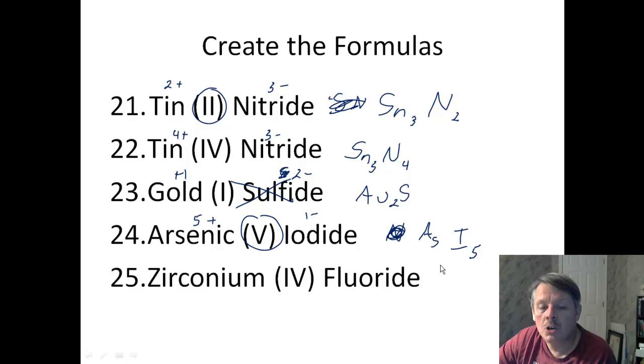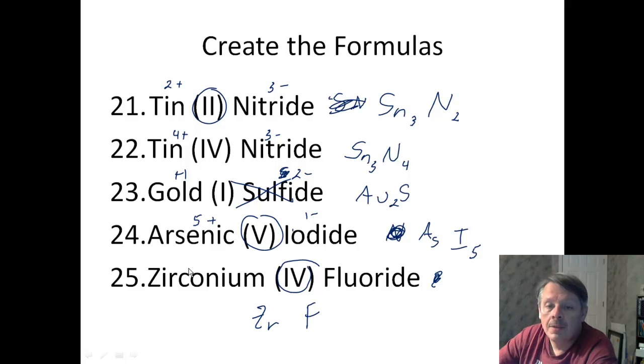How about zirconium? Well, you're going to have to look that one up. Zirconium is Zr. But the beauty of this, even though it's not on your ion chart, it tells you it's a +4. So it doesn't have to be on your ion chart, because this tells you what you need to know. So zirconium fluoride, and that's a 4 plus, and fluorine's always a 1 minus. So I need to have 1 zirconium and 4 fluorines. So it's ZrF4.